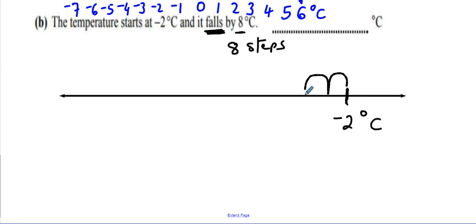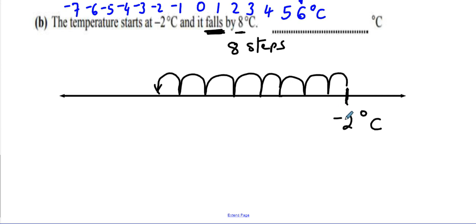1, 2, 3, 4, 5, 6, 7, 8 steps. Stop here and find out which number should be put here. Okay, how do we know that number?